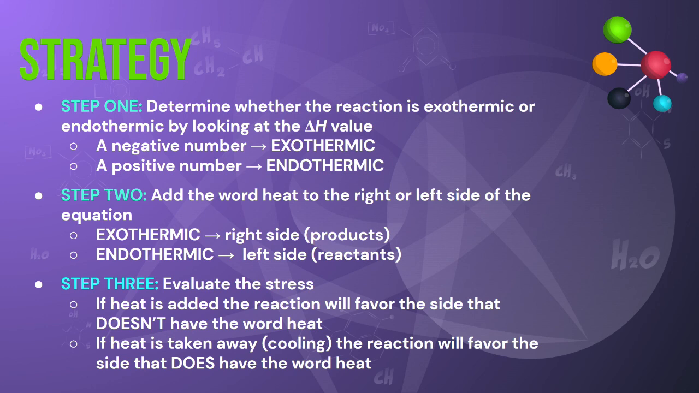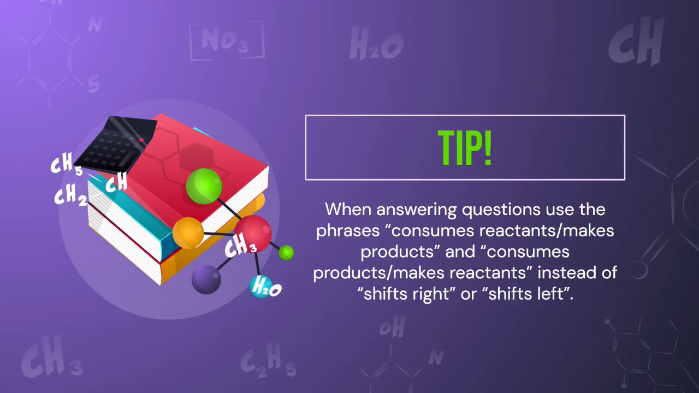Next, we're going to evaluate the stress. There's really 2 types. Heat can either be added or taken away. If heat is added to the reaction, we know it's then going to favor the side that doesn't have the word heat. On the other hand, if the reaction is cooled or if heat is taken away, the reaction will favor the side that does have the word heat. Here's a tip for answering open-ended questions. Avoid the terms shifts right or shifts left. Instead, talk about what's happening to the reactants and products.